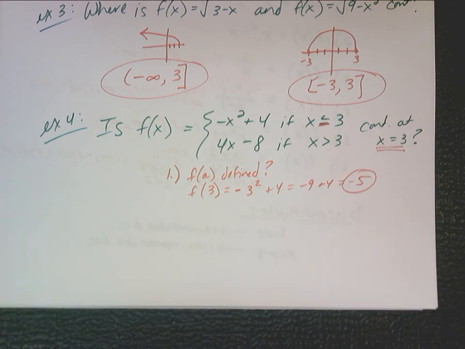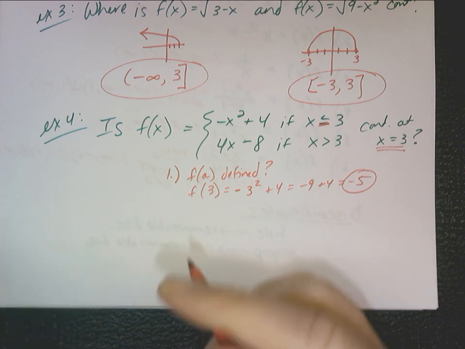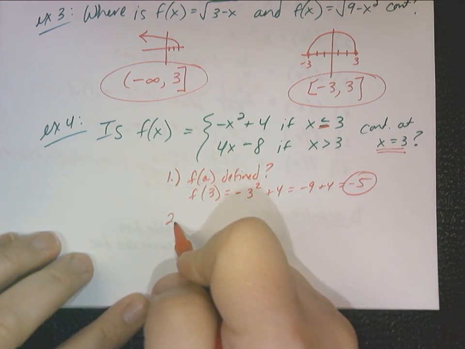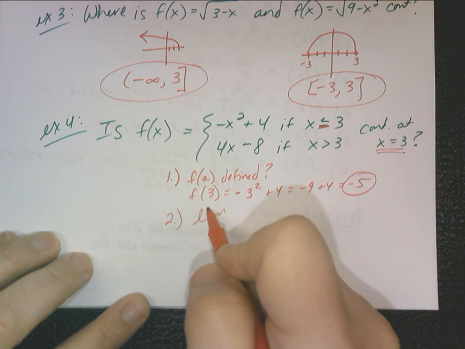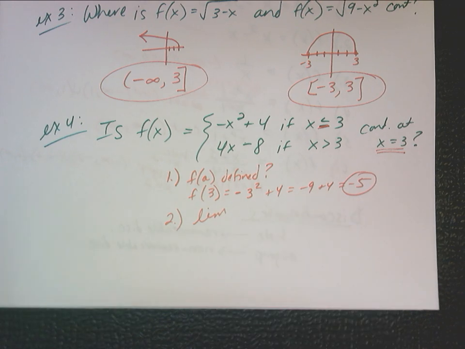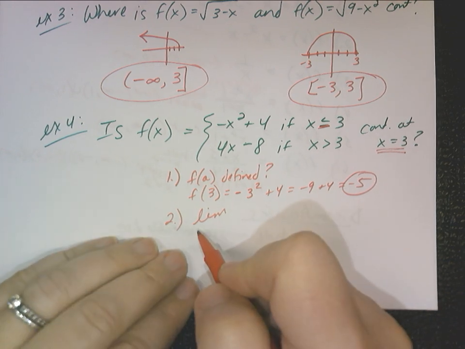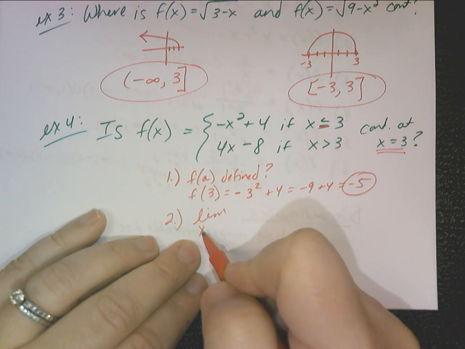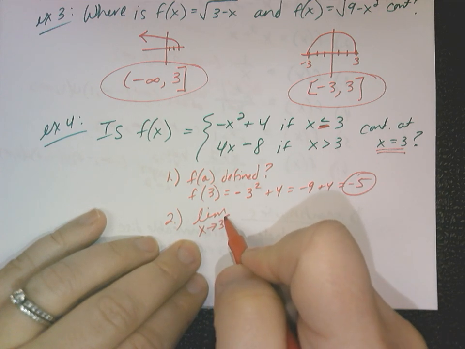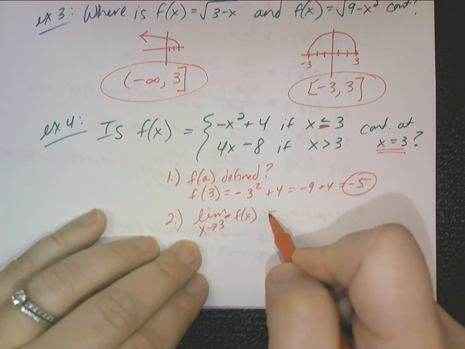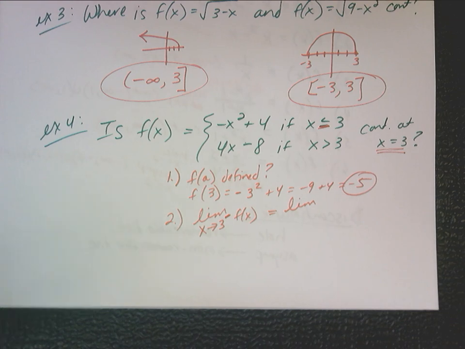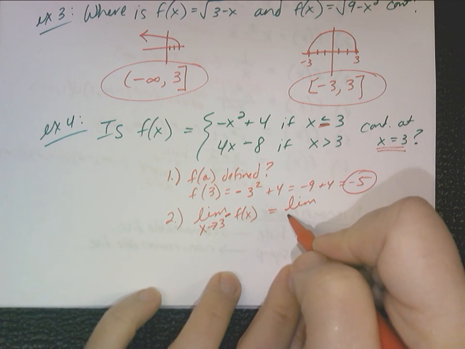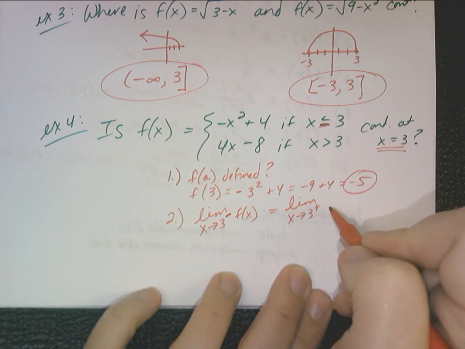All right, so did we just pass test 1? Yes, we did. We passed test 1, okay? Pass. All right, test 2 says, check the limit from both sides. So I'm going to write this a little bit differently. I'm going to check the limit as x approaches 3 from the left of the function, and this is always what you do for piecewise. And I have to check the limit from the right of the function.